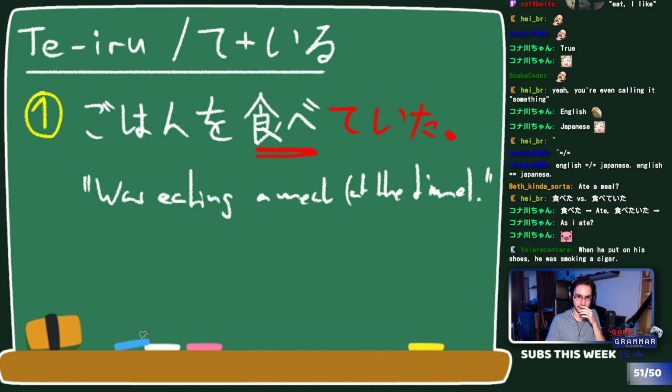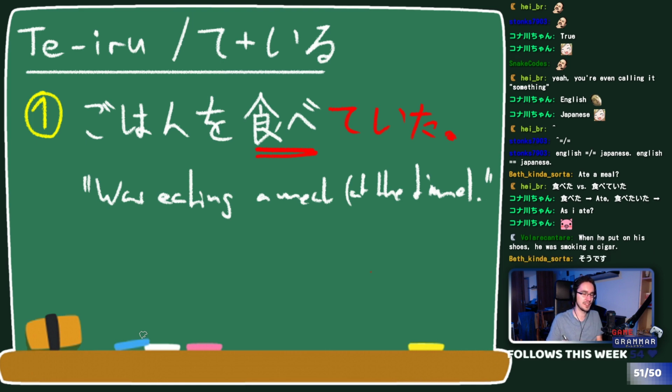Tabeta, ate; tabeteita, as I ate. No, that's just the example I brought in English. So the shoes, he was smoking a cigar. Yeah, it kind of depends on what you want to say.